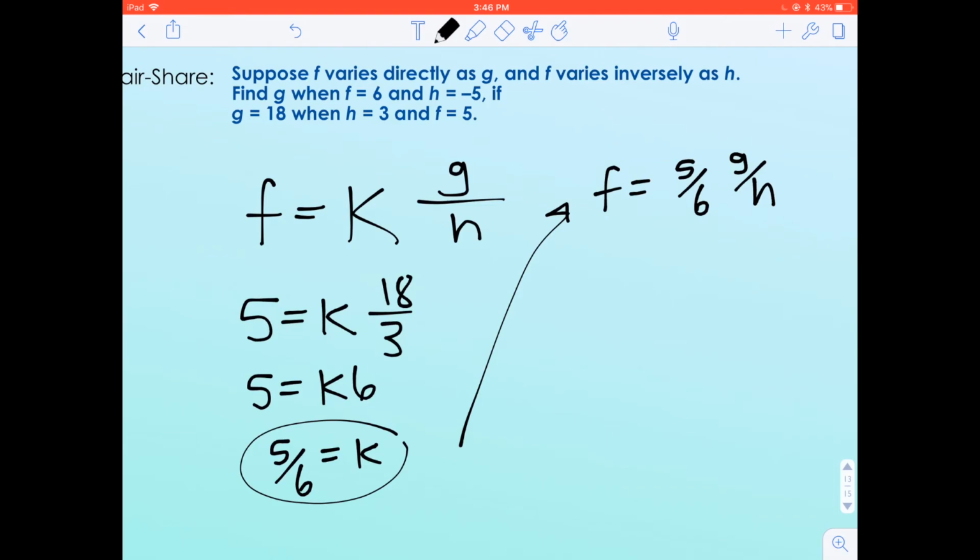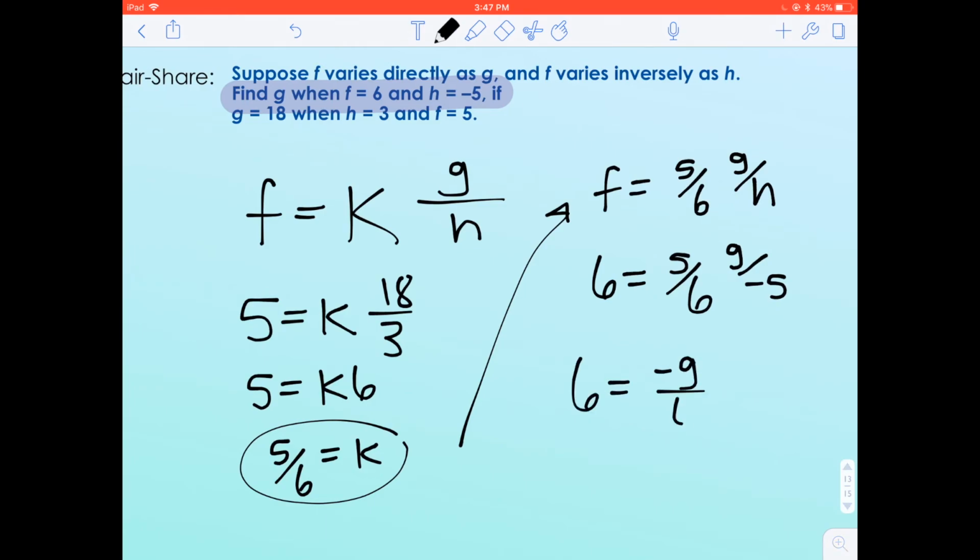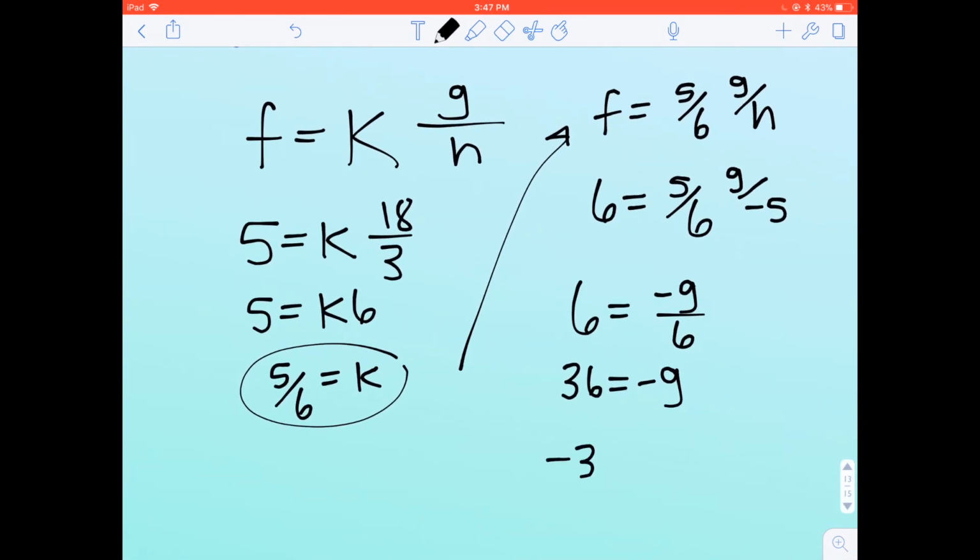Okay, and then we have our points. Find g if f equals 6 and h equals -5. So we have 6 equals 5 over 6 times g, because that's what we're solving for, over negative 5. All right, simplify a little bit. So 6 equals negative g over 6. Okay, because that 5 and negative 5 cancel and just give me a negative. So I'll get 36 equals negative g. So negative 36 equals g. And that's your final answer.